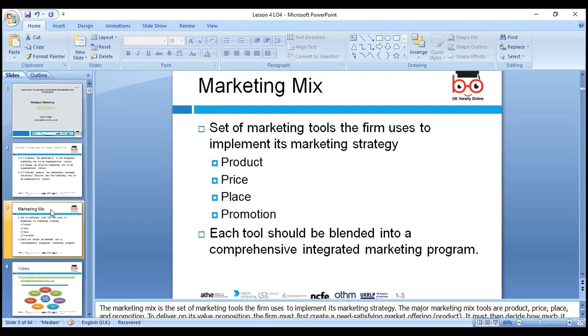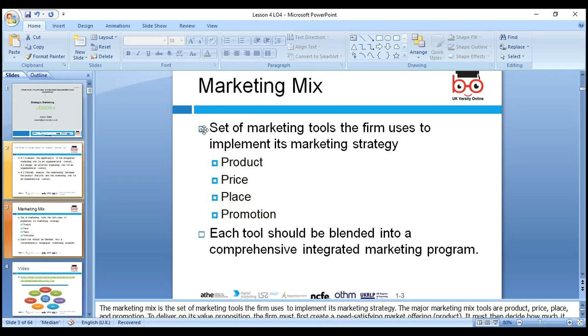So what is the marketing mix? It is also known as the 4 P's, the initial concept: a set of marketing tools that the firm uses to implement its marketing strategy. They set up the marketing strategy to achieve the organization objective. What is meant by marketing strategy? Strategy means an action plan.